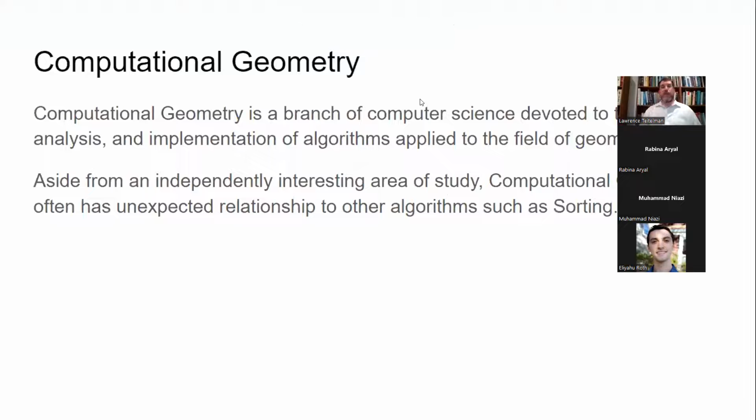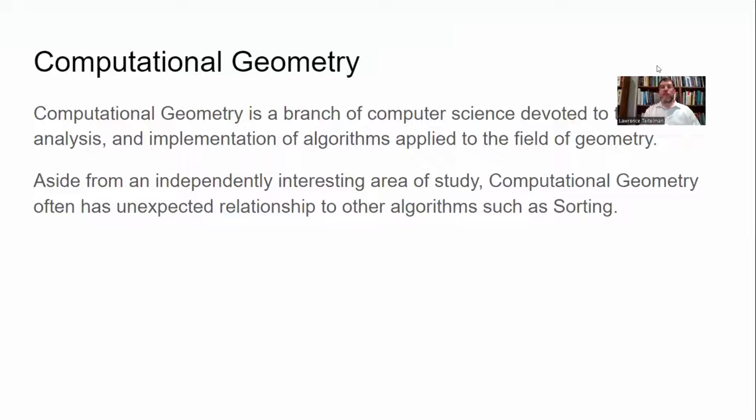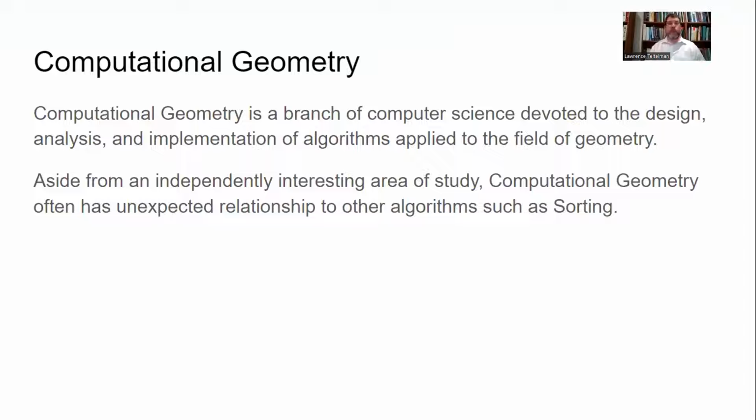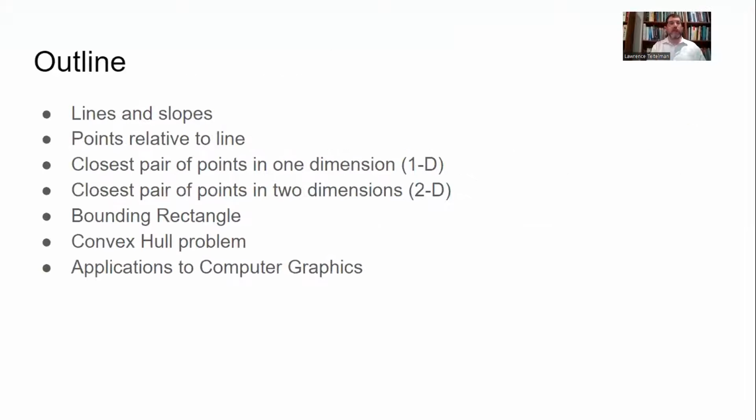So what is computational geometry? Computational geometry is a branch of computer science. It's the design, analysis, and implementation of algorithms applied to the field of geometry. As I just said, it has a relationship with sorting, and it also sets us up for recurrence equations, which is an important topic in analysis of algorithms. These are some of the topics that we're going to discuss today.